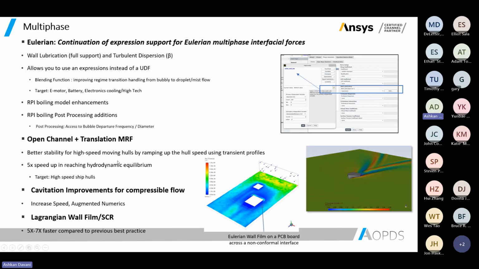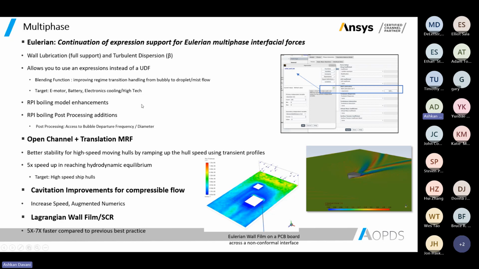For the DPM, across different usage, there have been improvements for Eulerian, for open channel, for Lagrangian wall film, and cavitation as well. For example, you can now have your own expression instead of a UDF for the Eulerian. In the software, there are new wall lubrication processes, which is a beta. There have been improvements in the boiling models and post-processing of the boiling models.